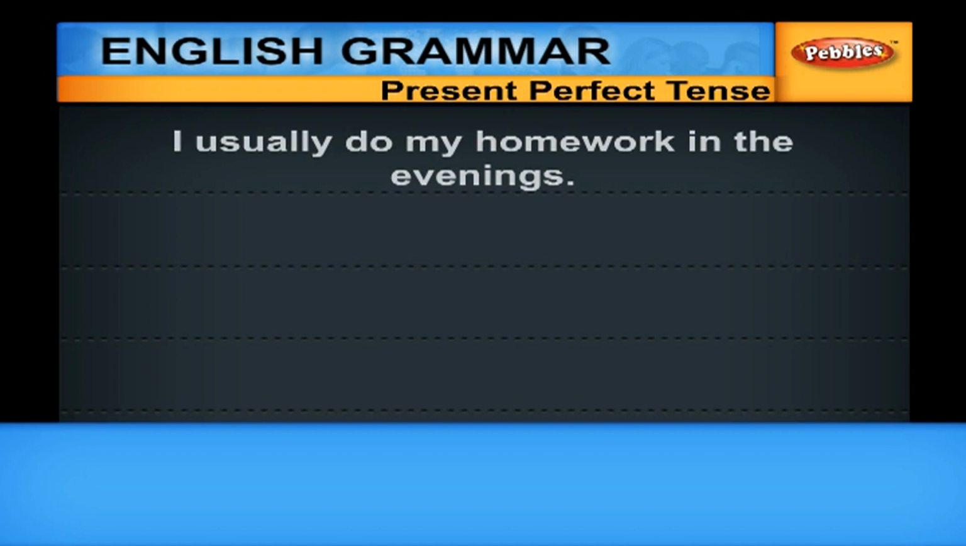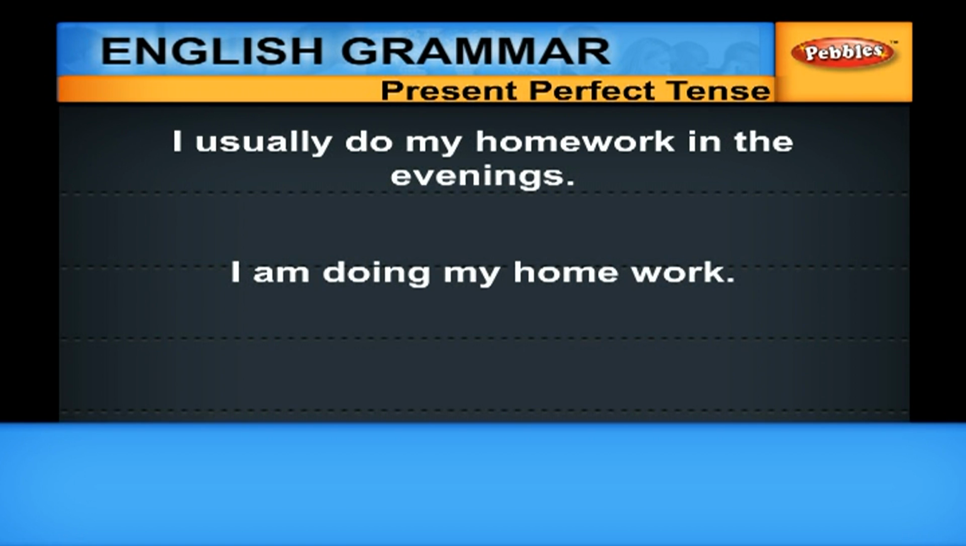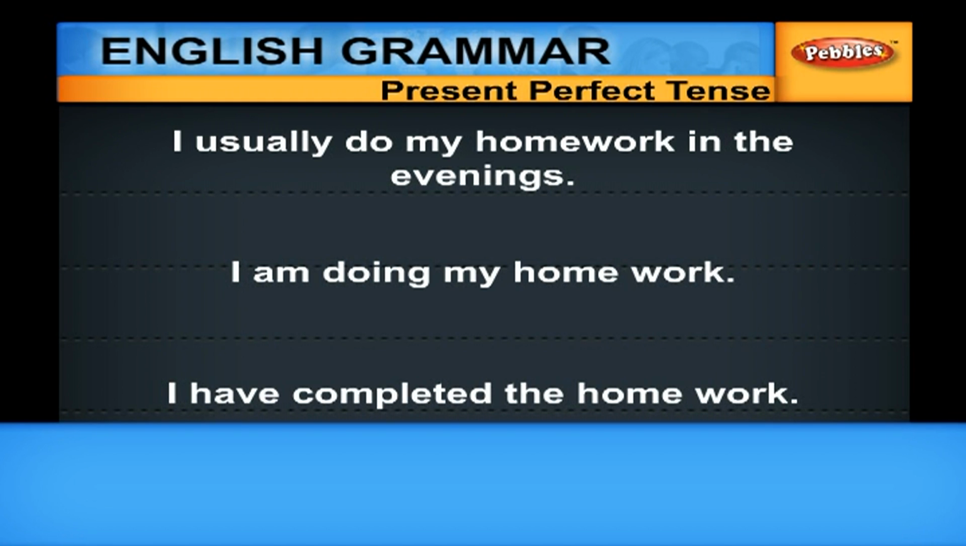The daughter does her homework in the evenings. Presently, she is doing her homework. Then, she has completed her homework. So, simple present refers to a habitual action. Present continuous refers to an action in progress. And present perfect refers to an action completed at some point of time in the past.